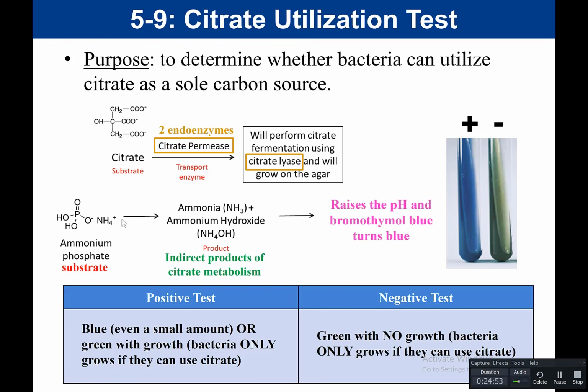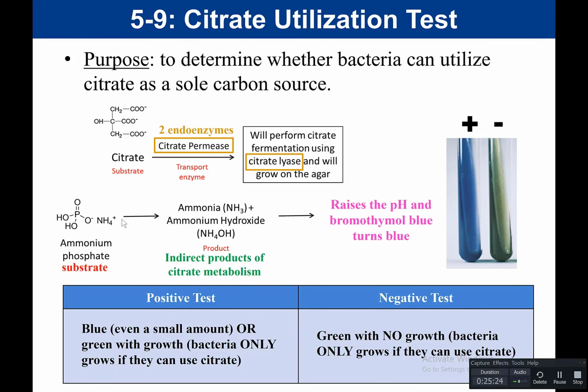Or another positive result would be green with growth. Because if we see growth, the only way that the bacteria grew is if they utilize the citrate. They cannot grow if they can't utilize citrate. So if we see growth, that is still considered a positive. Maybe the bacteria has not had enough time to produce enough alkaline products for it to turn blue. But if it grows, that is still considered a positive.